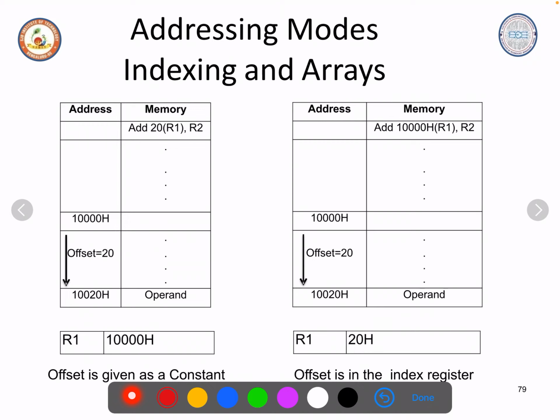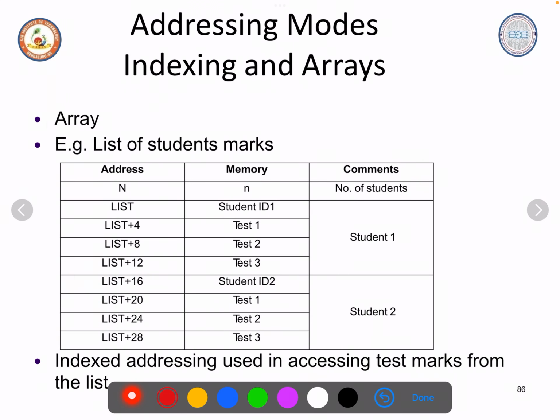Now see here, you can observe. So 20(R1) means the content of R1. R1 is holding this. So from that you need to add 20. You will get the operand address. Whereas here, 1000, R1 is holding 20H. You need to add 20, then you will get this location. Here it is with the index register. Here it is given as a constant. So this is an example for index addressing modes with indexing in an array.